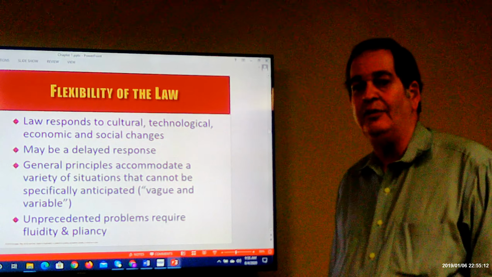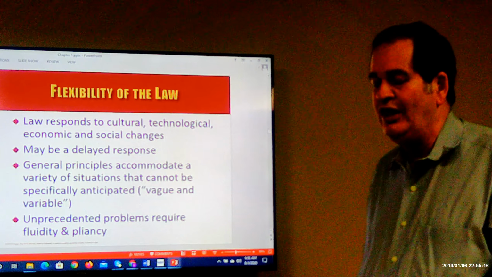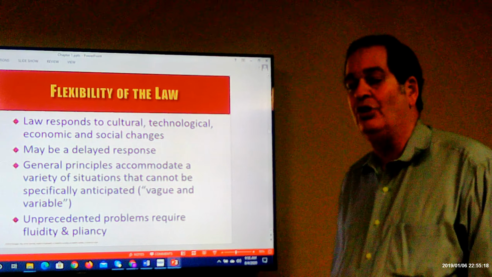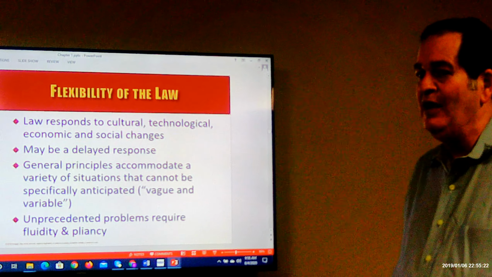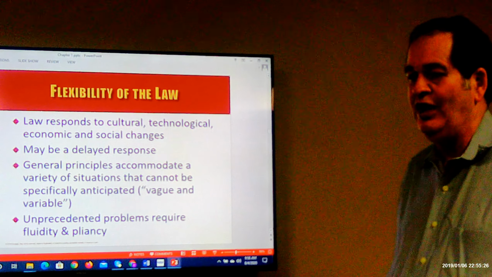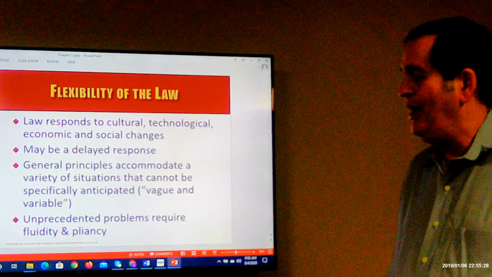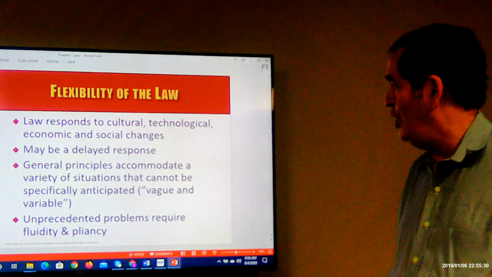And oftentimes as lawyers, we have to argue those new things to establish law, first sometimes through the courts, and then later on usually the legislative body will catch on and legislate a principle. So unprecedented problems require fluidity and pliancy.